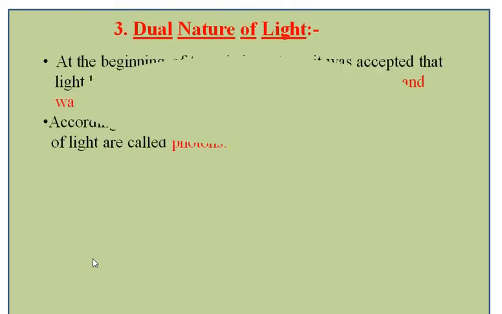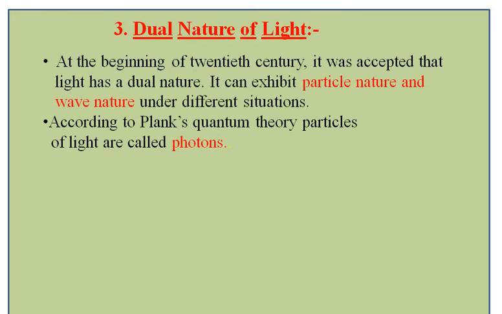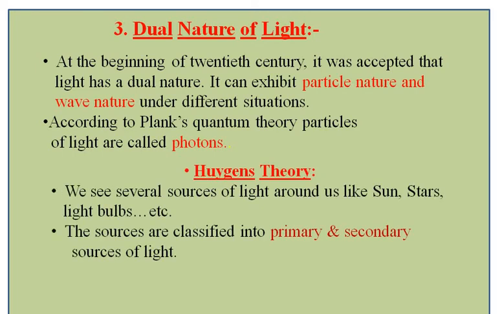Dual nature of light means double nature of light, that is particle and wave. At the beginning of the 20th century, it was accepted that light has a dual nature. It can exhibit particle nature and wave nature under different situations. According to Planck's quantum theory, particles of light are called photons. Huygens theory, we have learned earlier, the Huygens wave theory.